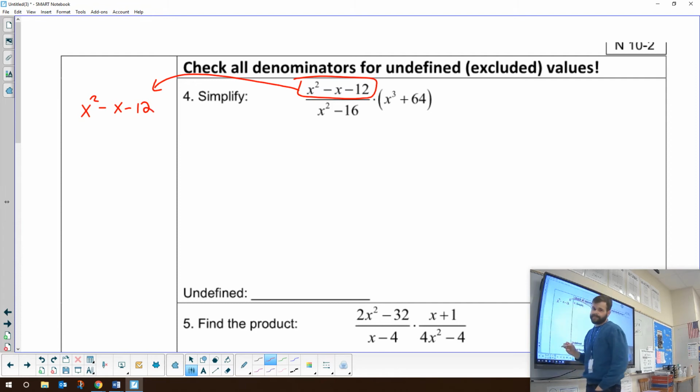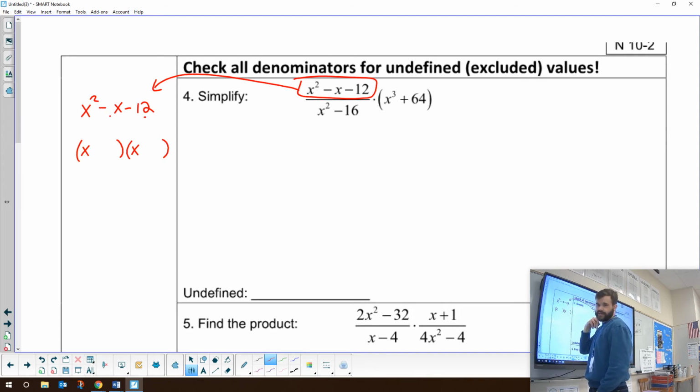And listen to me, I'm just going to factor it in my head right here. Stay with me here, okay? I'm going to build my parentheses, and we're just going to go x, and then we're going to think of two numbers that multiply to equal negative 12, but add to equal negative 1.